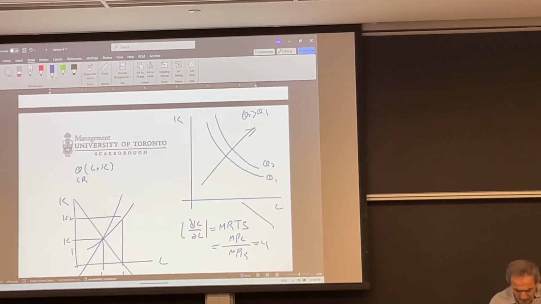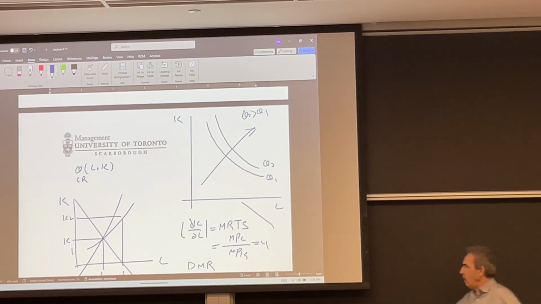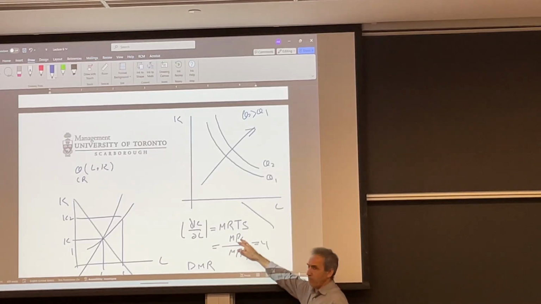Because of DMR, diminishing marginal returns. Although DMR is not required, it typically applies, and the application of DMR gives you a convex smooth to the origin isomap. Because the more labor you use, the less productive it gets.